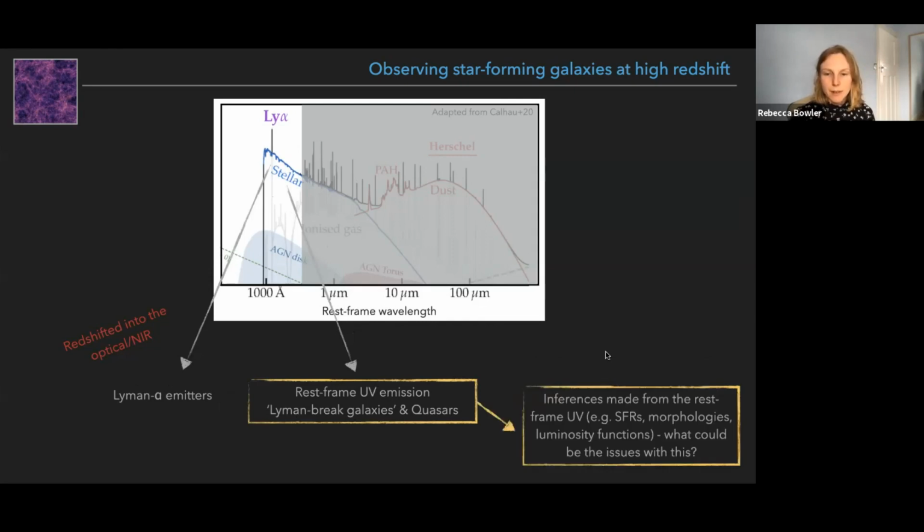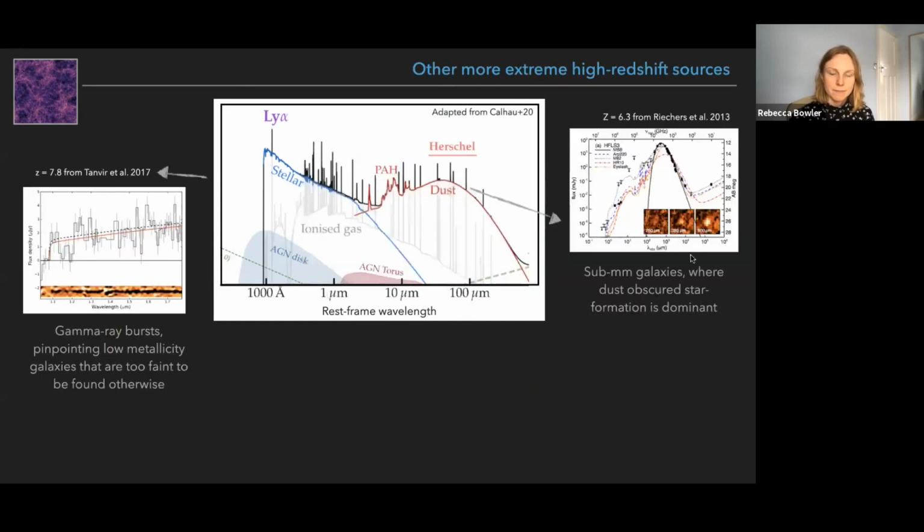So just a caveat here, and something you can maybe think about during the rest of the talk, is that I grayed out this huge part of the spectrum because we just don't really have access to that at high redshift. So all the inferences that I'm going to make in this talk that others have made as well, like the star formation rates, the morphologies, the luminosity functions of galaxies at high redshift, are only based on the rest frame UV light. So you can think about what might be the possible issues with these inferences, and we can talk about that in the questions if you like.